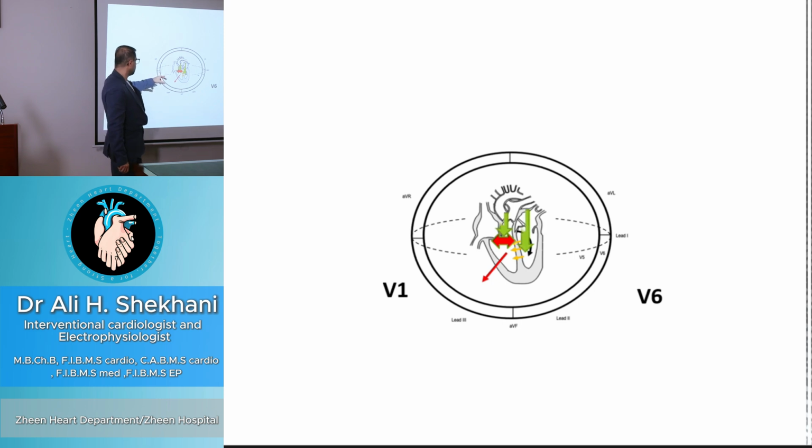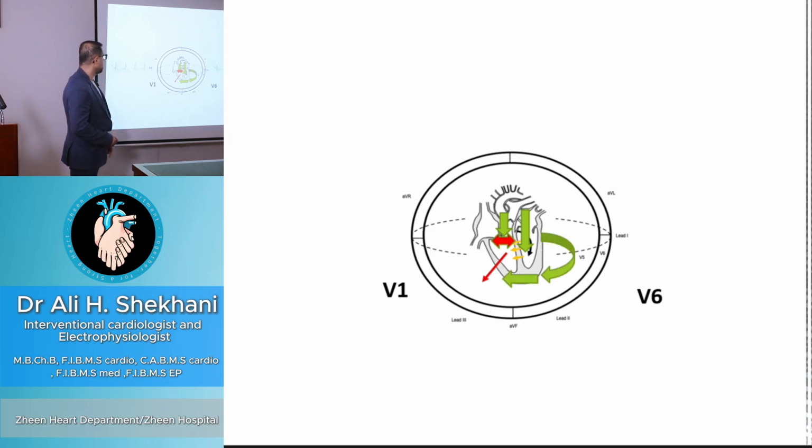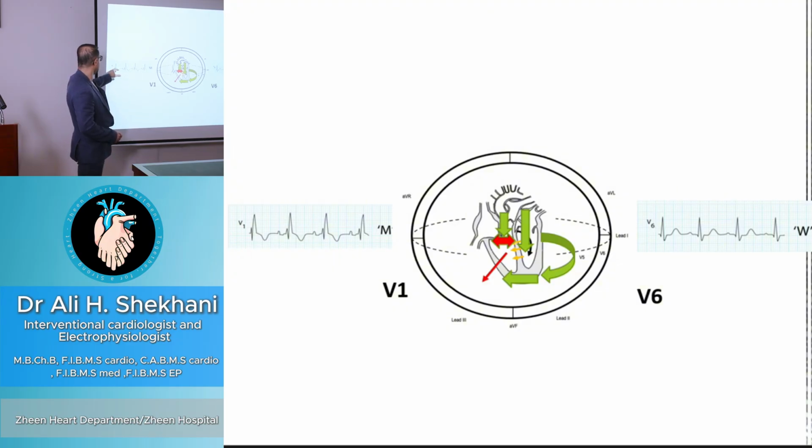When you have a block in the right bundle, the direction of electricity completes the left side, then it has to go to the right side, and the ECG criteria expected to be positive R in V1 because it is toward the V1, and also deep S in V5, V6.